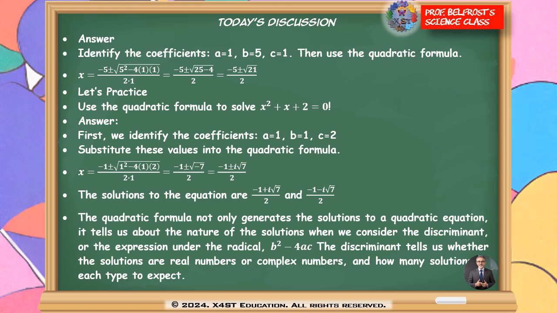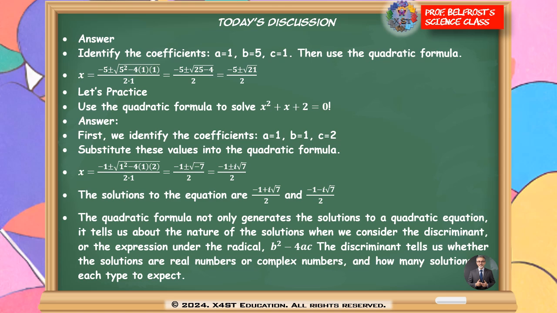The second example is find the root or the solution to the quadratic equation x squared plus 2x plus 2 equals 0. We just need to substitute the coefficients into the formula. A is 1, B is 2, and C is 2. Then we obtain the solution, which is minus 1 plus the imaginary square root of 7 by 2, and minus 1 minus the imaginary square root of 7 by 2.